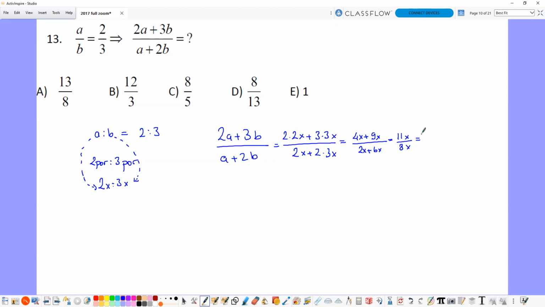So you can simplify the x's and get the resultant ratio, which is 11 over 8. I think I made a mistake here. This is 13. If you are with me, 13 over 8 is going to be the answer. The answer is 13 over 8. Okay, the next question.